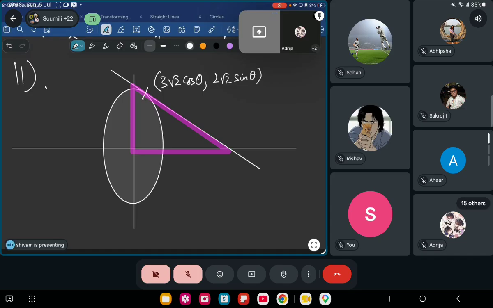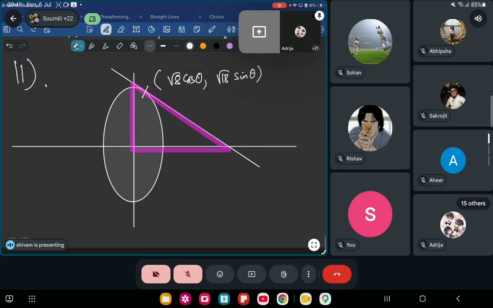Are you getting it? X equal to... no, it was x square by a square, right? So it will be root 8 cos theta and root 18 sin theta. Yes, x is equal to root 8 cos theta and y is equal to root 18 sin theta. This is the parametric form. Let us write down the equation of tangent.